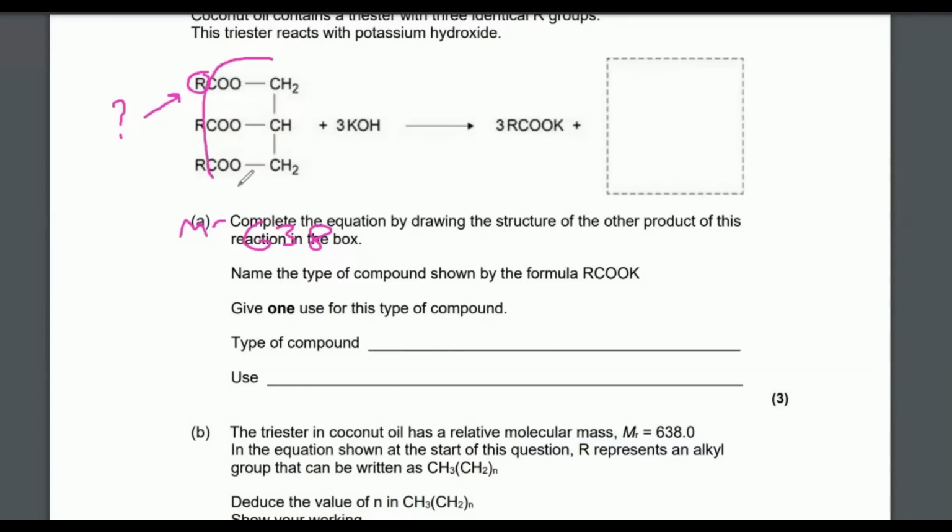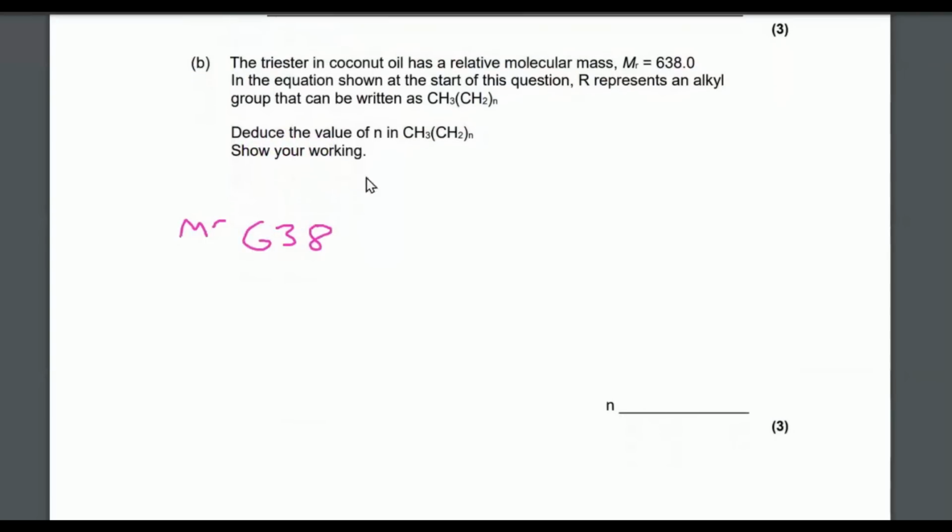So the first thing we need to do is subtract all of this from 638. All of the COO and the CH2, CH2. We need to add that all up using our periodic table and our relative atomic masses to create the MR of all the stuff that we need to remove to be left with the 3 R's. Once you're left with the 3 R's, divide by 3 and you've got the MR of R. And then you can work out by a bit further subtraction what the MR of the CH2 section is, and then you can work out what N is.